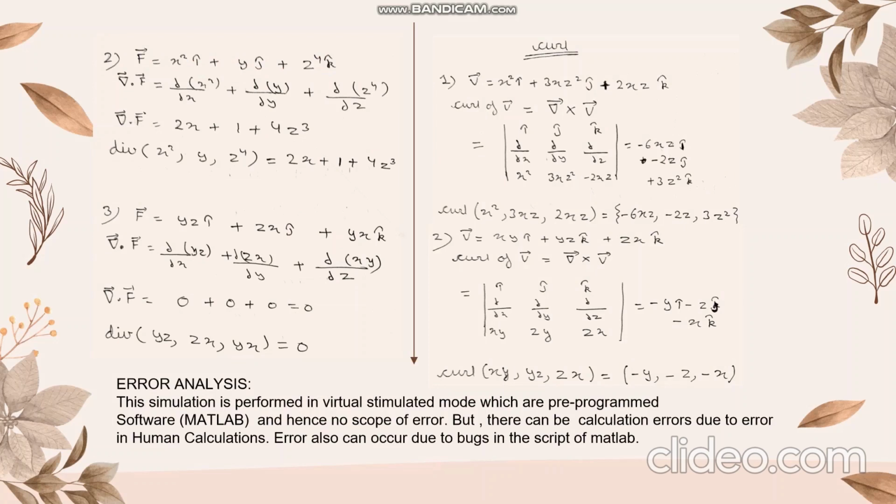The second one is F equals x square i cap plus y j cap plus z to the power 4 k cap. Similarly, we can see here the divergence of x square, y, z to the power 4 is equal to 2x plus 1 plus 4 z cube.